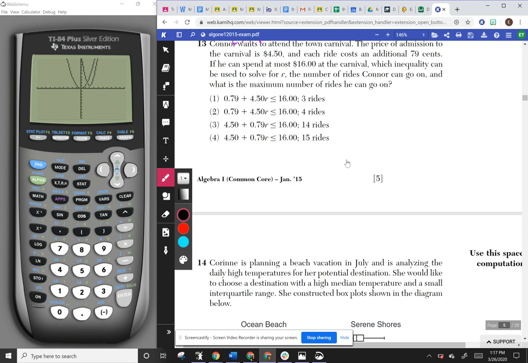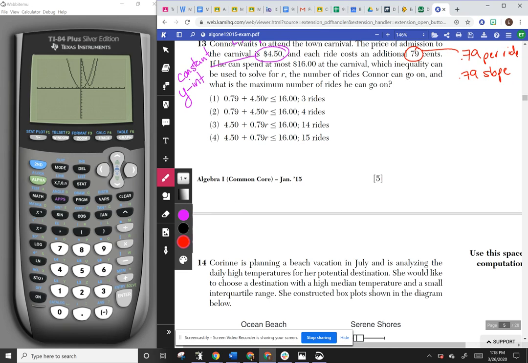So reading this part, I'm already thinking, okay, so 4.50 is going to be our constant, our y-intercept. Well, it's 79 cents per ride, so 0.79 is going to be our slope. If he can spend at most $16 at the carnival, which inequality can be used to solve for R, the number of rides Connor can go on, and what is the maximum number of rides that he can go on?